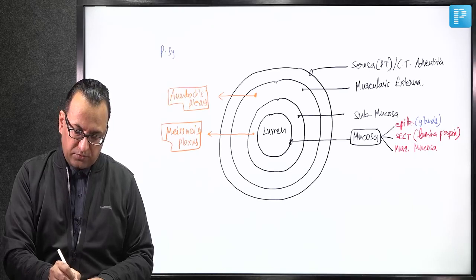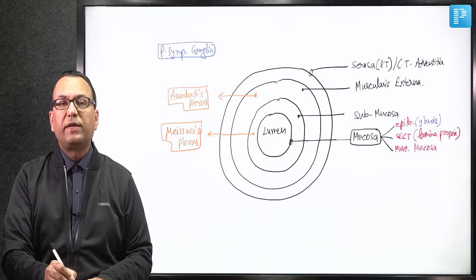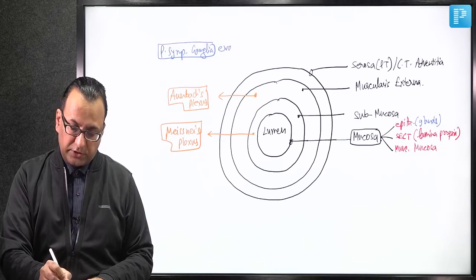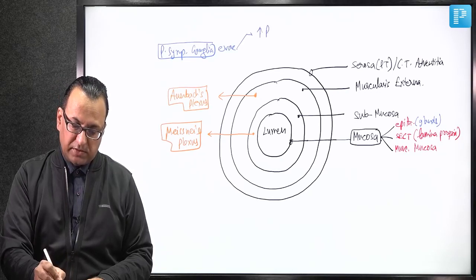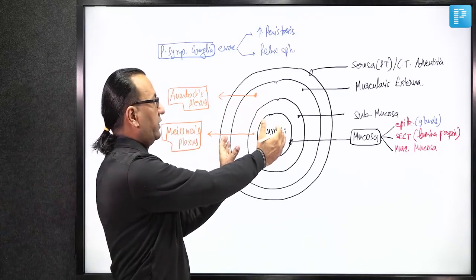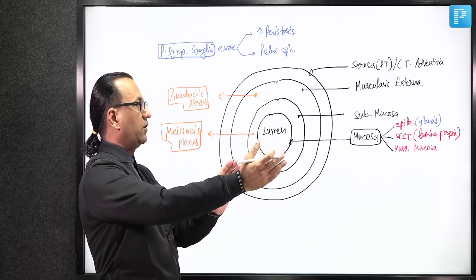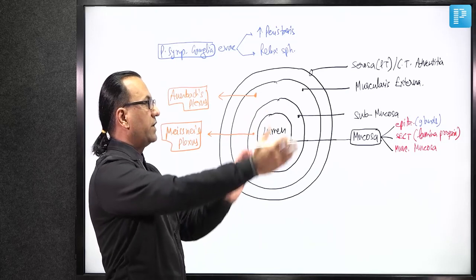And what is the function of these parasympathetic ganglia? The parasympathetic system is for evacuation, and to do the evacuation, it has to increase the peristalsis and relax the sphincter, so that whatever food matter we have in one component of the gut tube will be pushed into the next component of the gut tube. Evacuation of food matter to the next segment.